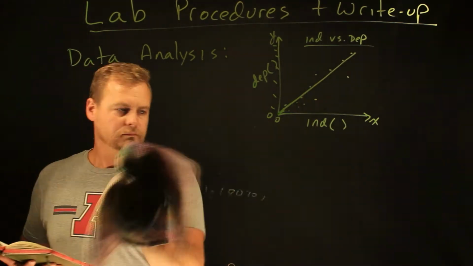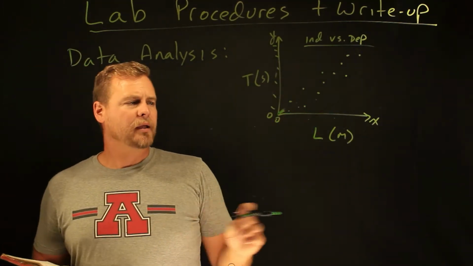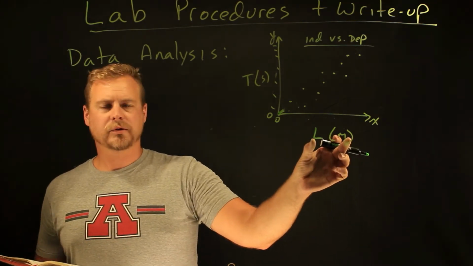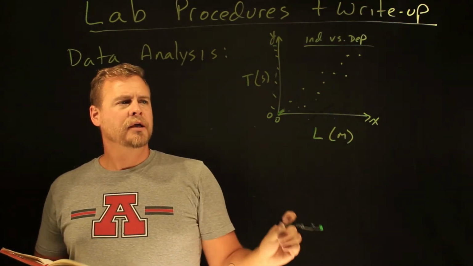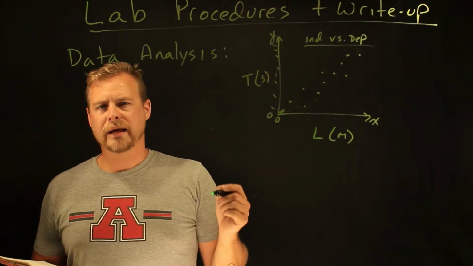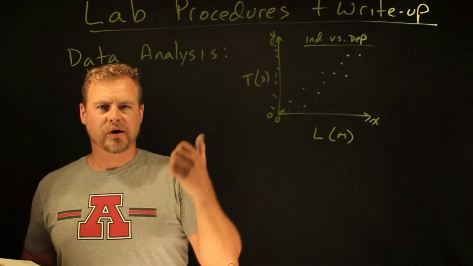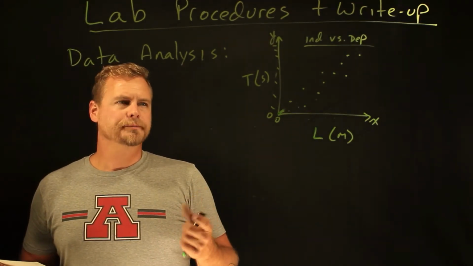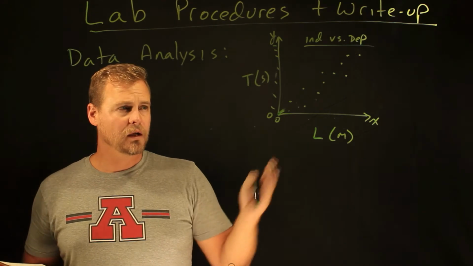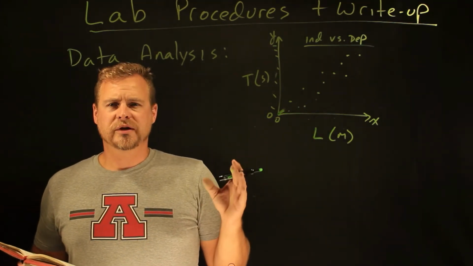Okay, now that you have your data plotted, I'm going to use length in meters as my independent variable, and I'm going to be measuring time in seconds. So if I think about a pendulum, I'm going to drop a pendulum of different lengths, and I'm going to try to measure the time interval or the period of that pendulum. I'm going to plot my data, and now I want to interpret.